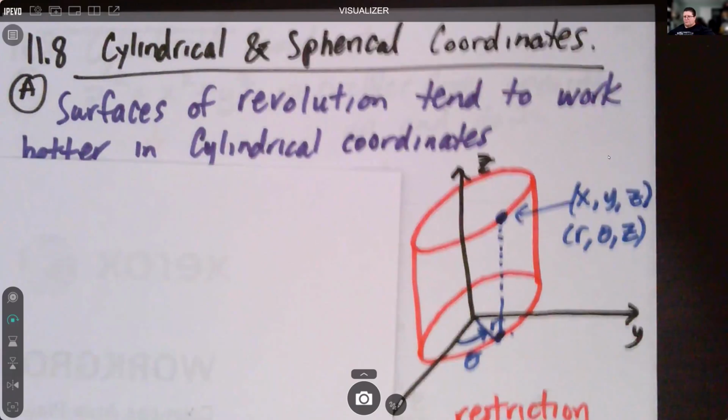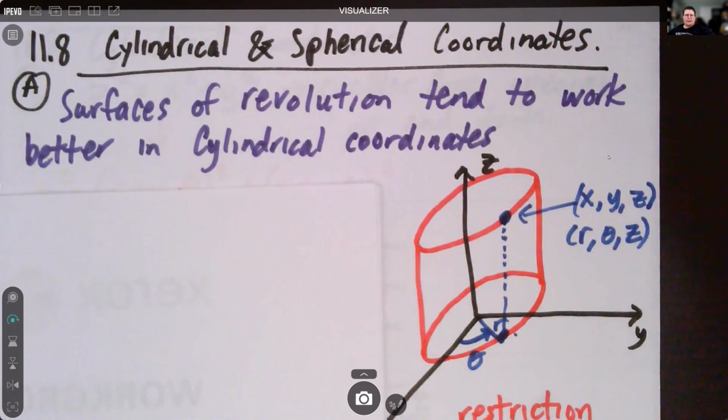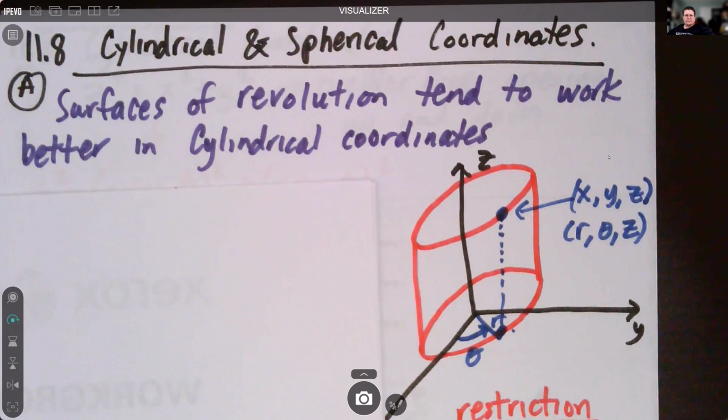So next we're going to do 11.8. It's the final section in chapter 11, but we're doing these out of order. I'm going to go back and do 11.2 through 11.6 later. This is our last graphing related section. This is going to be on cylindrical and spherical coordinates.